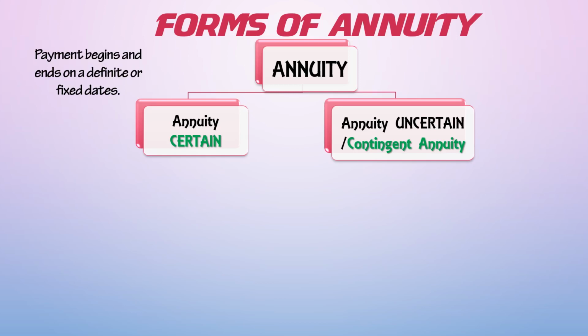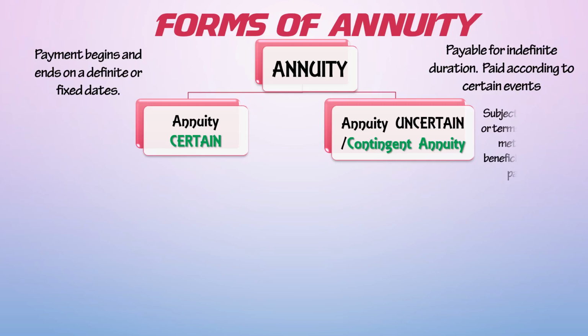While annuity uncertain is payable for an indefinite duration or paid according to certain events. It is subject to the conditions or terms that must be met before the beneficiary will receive payments. Examples of this are pension, life insurance, or accident insurance. So, the duration is indefinite because you do not know when it will happen, when you will die, or when you will have an accident, sana hindi naman.